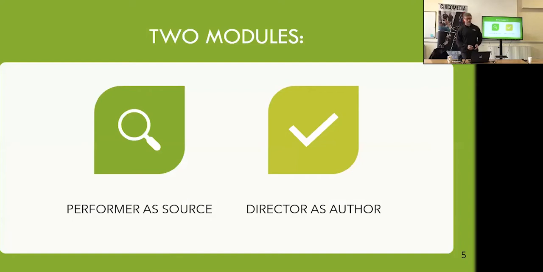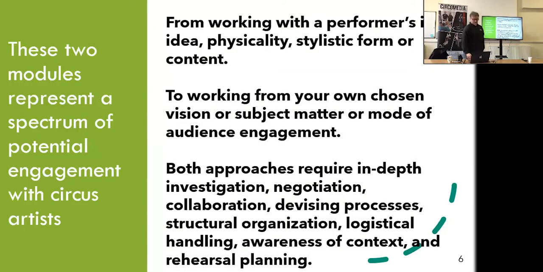The other two modules, which are taught and led by Ben Mason, who is sort of an expert in clown and theatre, physical theatre specifically, are performer as source and director as author. And these two modules represent a kind of spectrum, if you like. At one end, you've got the kind of work that often happens with circus directors, where you're being called in to tweak something that's already been made.